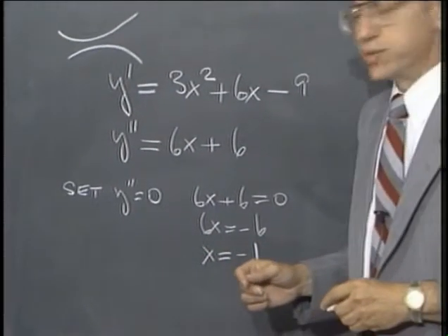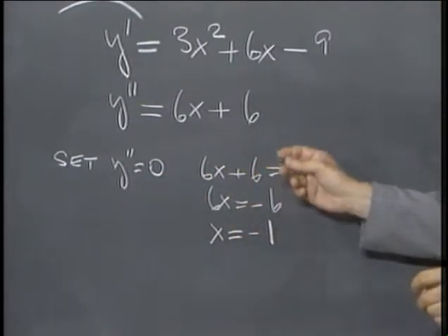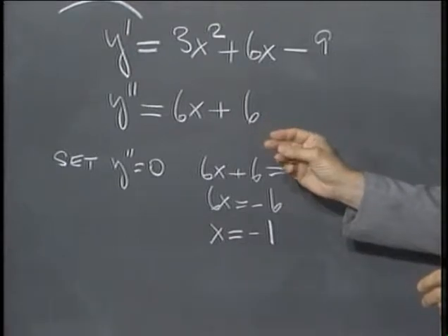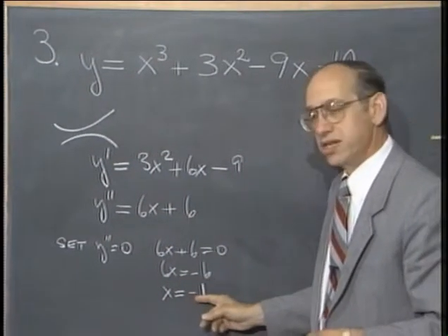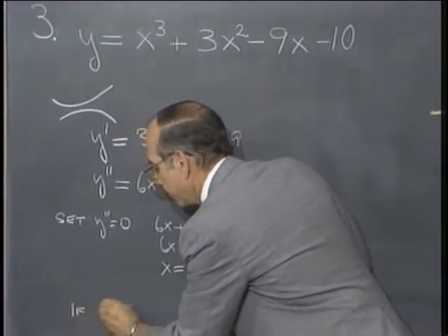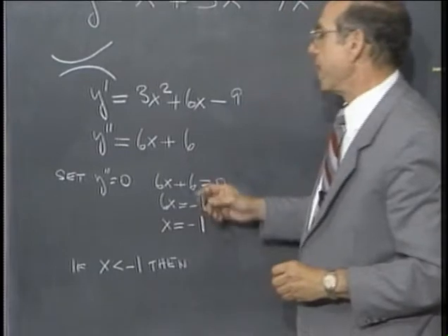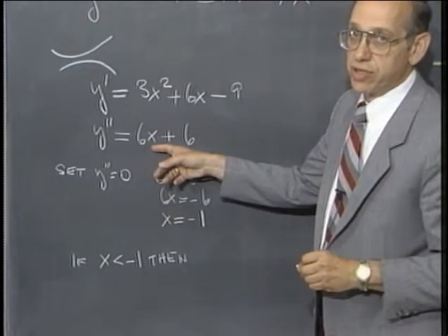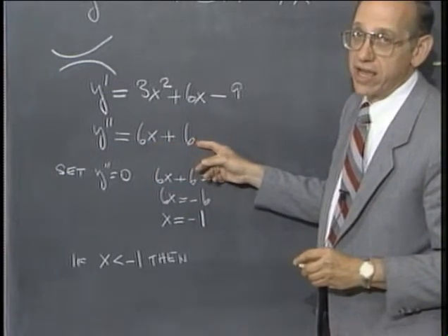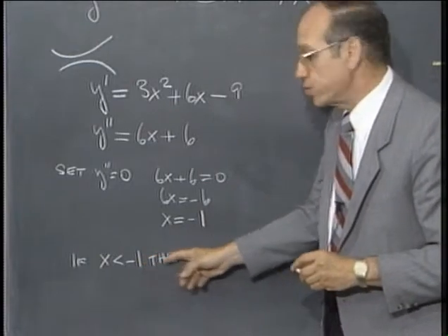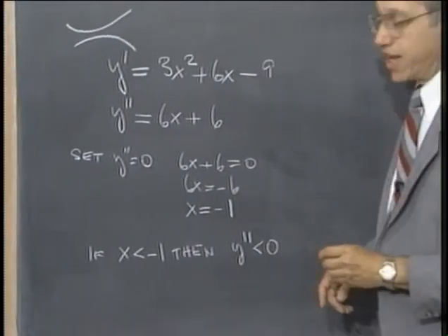Well, if x equals minus 1 gives you the second derivative equal to 0, then clearly that must say something about how y double prime changes sign from positive to negative or negative to positive. Let's see. If x is less than minus 1, then 6x is going to be a number smaller than minus 6. And if you add 6 to that, you're going to get a negative result. So if x is less than minus 1, then y double prime will be negative, and the curve will be concave down.